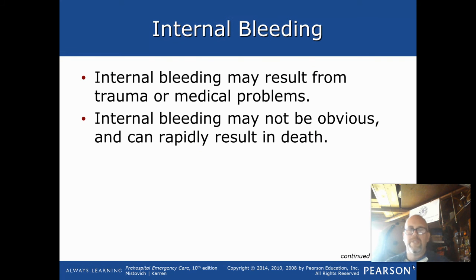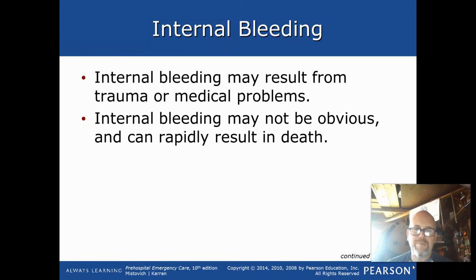This one's going to be internal bleeding. It'll be a little short one. So we talked about external bleeding. Let's talk about internal bleeding. It may result from trauma or medical problems. It's not always just a traumatic incident. It might be some sort of medical issue that's leading to that leaking gut that happens to people sometimes. Internal bleeding may not be obvious and can rapidly result in death.